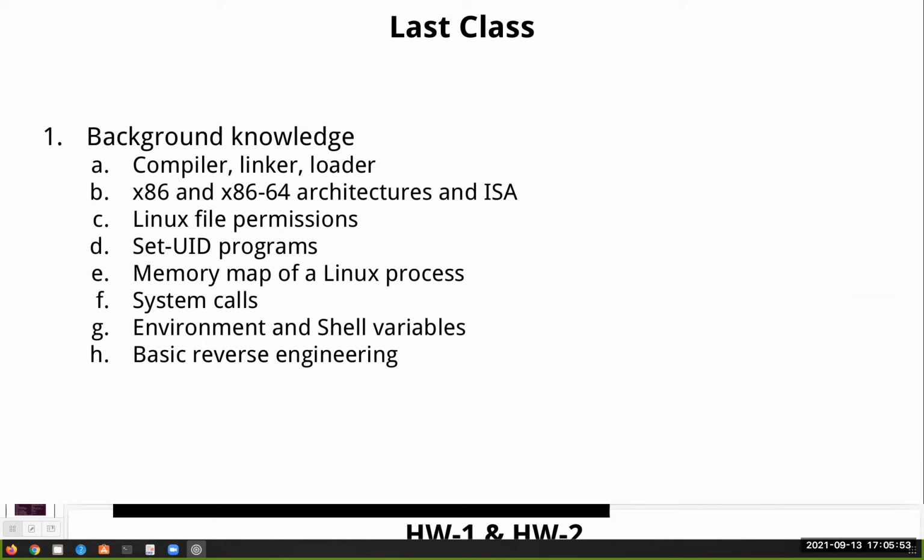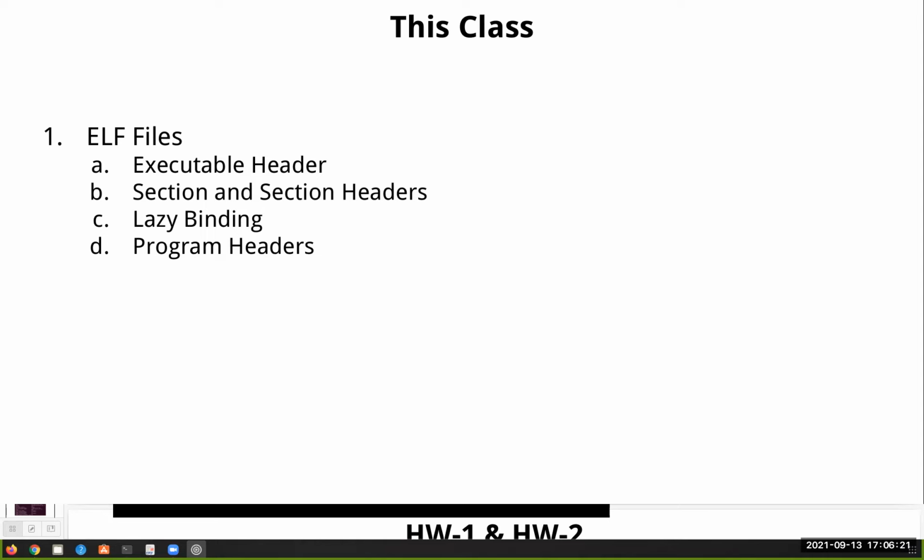Last class, we talked about some background knowledge for this class. We talked about compilers, linkers, loaders. We talked about x86 and 64 architecture, some of the instructions, their general registers, Linux file permissions, set UID programs, memory maps, system calls. In this class, we will keep talking about the background knowledge, and we will start talking about buffer overflow attacks, depending on how much time we have.